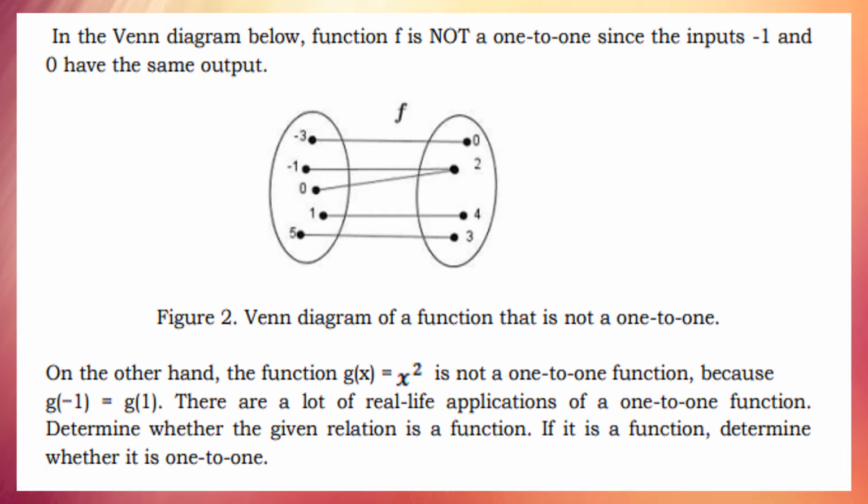Okay, so in this Venn diagram, you will see that this is not a one-to-one function. Why? Negative 1 and 0 are both paired with 2 in the second circle. So it repeated, which means this is not a one-to-one function. When we say one-to-one function, it must be by pair only, with no other partner. Negative 3 must be paired with exactly 1 y value. Okay?